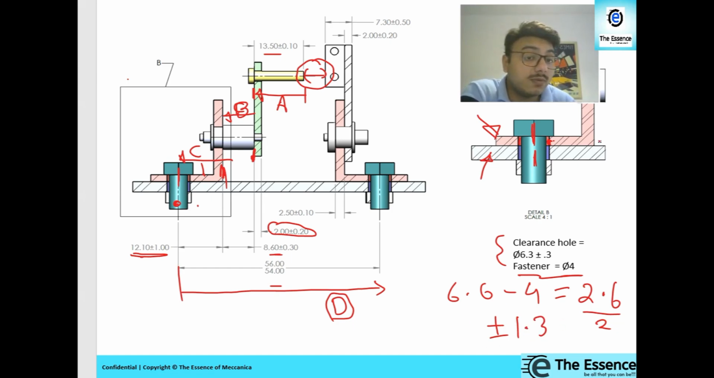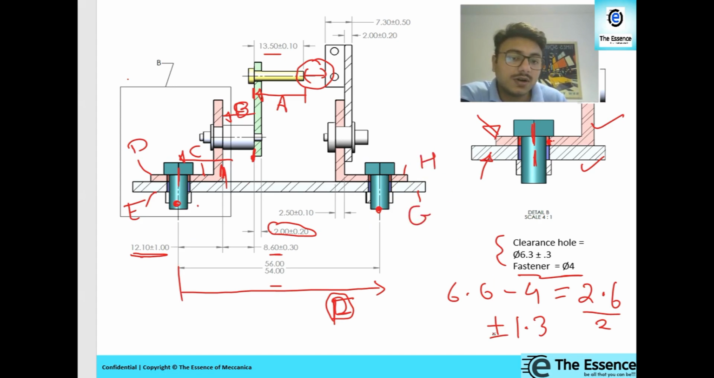This is the movement available for this and this as well. So A, B, C. Then considering the movement of the L bracket over here as D, considering the movement of the base plate over here as E, A, B, C, D and E. So this becomes F for me, this loop. Now I am on this axis of the base plate. I need to jump onto the L bracket, so I can jump over there, but meanwhile I have to consider this side as well. So A, B, C, D, E, F, G and H, for the same variation of plus or minus 1.3.